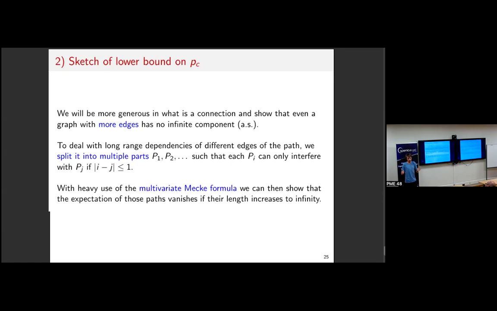And then we conclude that the black cluster of the typical point is finite almost surely, and there can be no infinite component. That concludes the lower bound on p_c. And then we combine those two things, and we showed our theorem.